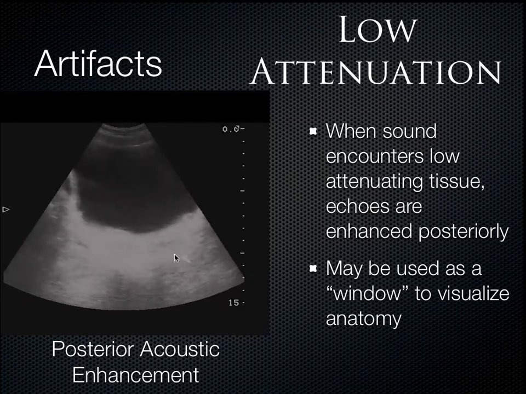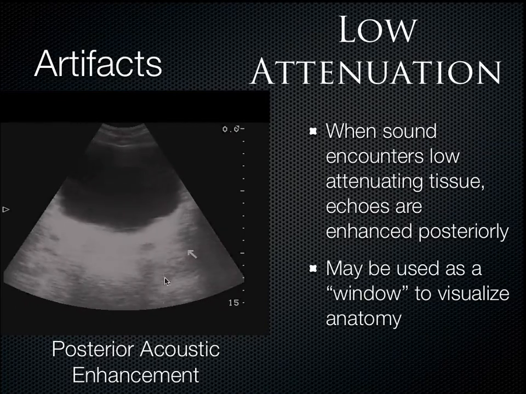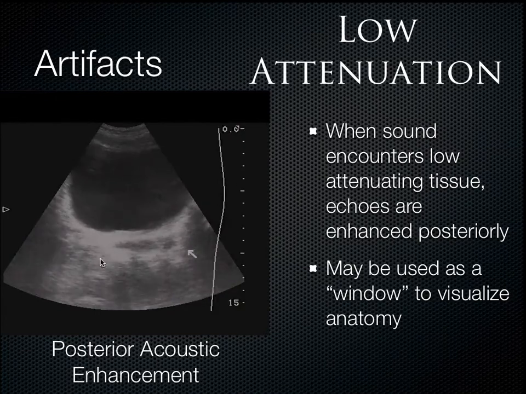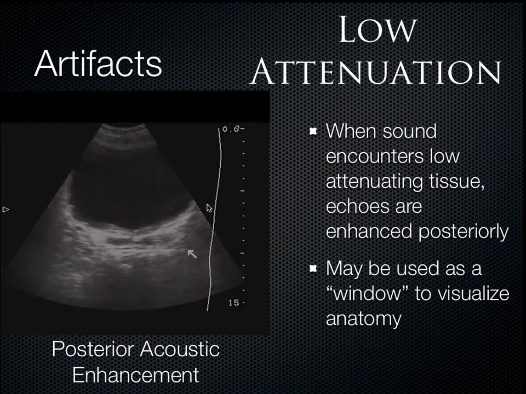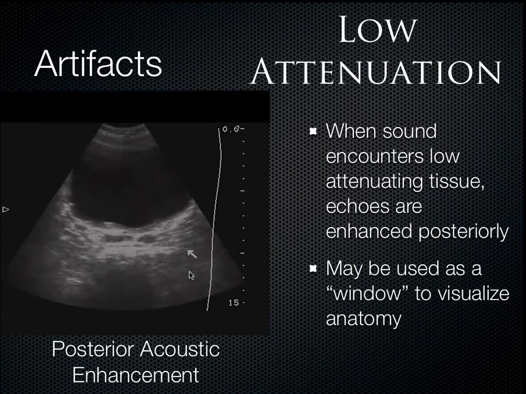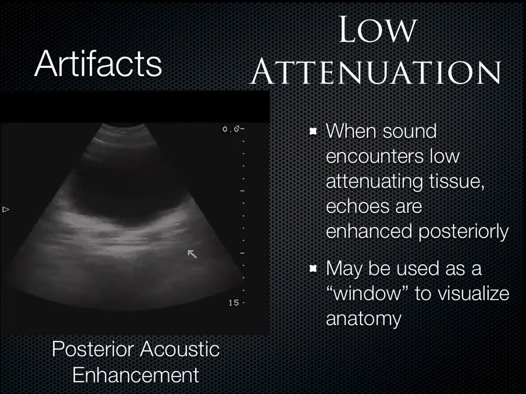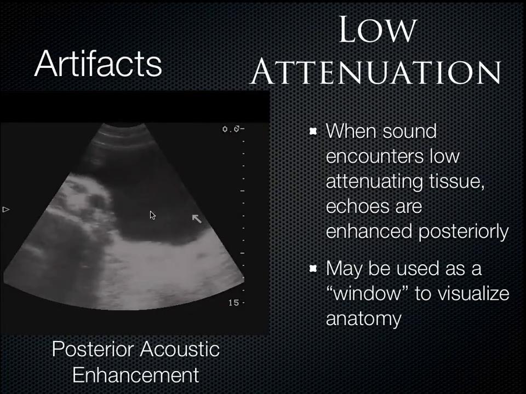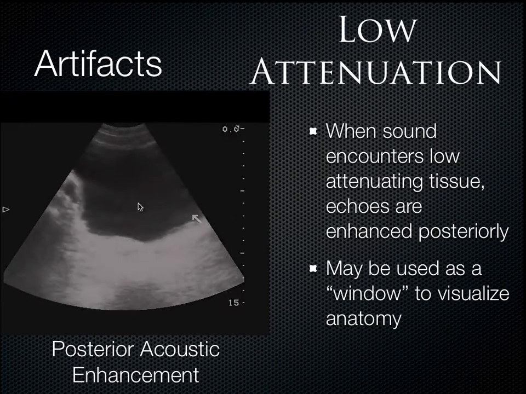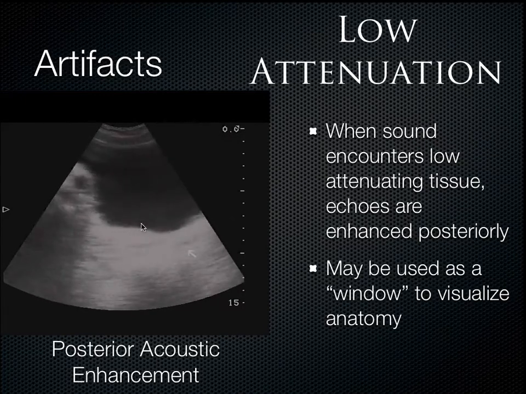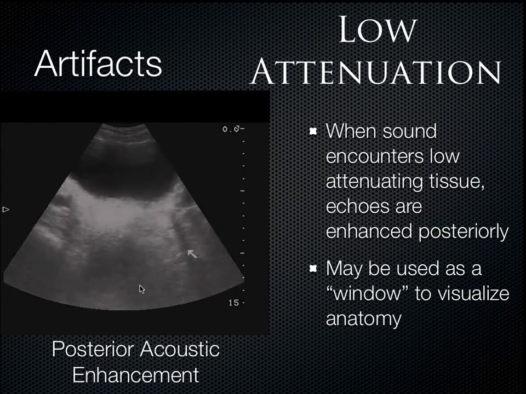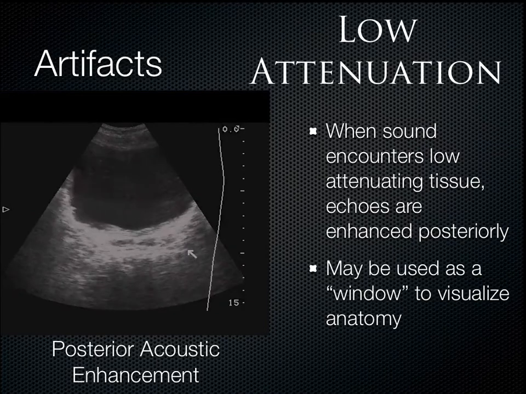Everything back here is overgained or hyperechoic. In fact, we could miss a wedge of free fluid unless we turn down the gain, which is why you want to turn down that far field gain whenever you're looking behind a low attenuating structure such as the gallbladder. We call that posterior acoustic enhancement. Whenever the sound travels through something that's low attenuating, everything behind it becomes hyperechoic or enhanced.